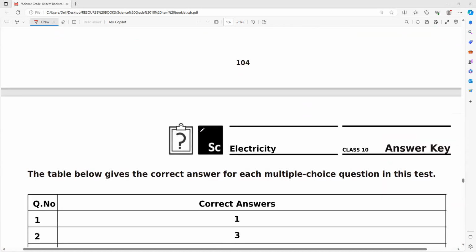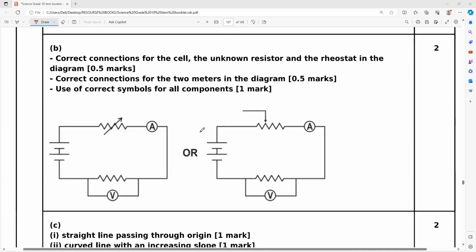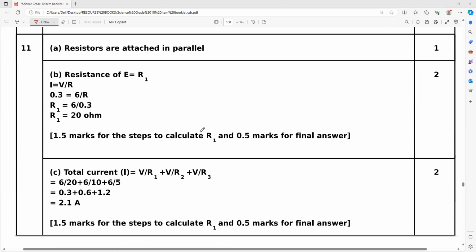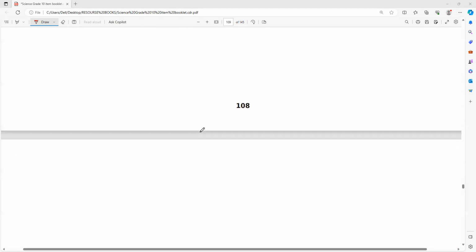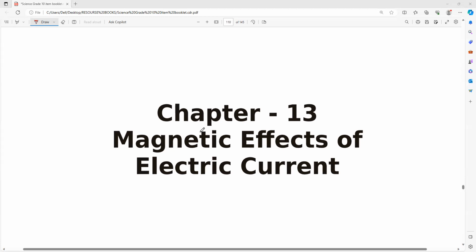So this is all about the electricity chapter. Now immediately we are going to the next chapter as we have time. You can go through the questions and answers, whatever it is. The next chapter is magnetic effects of electric current. Here the deleted chapter concepts will also be there, so we'll avoid them and finish it.